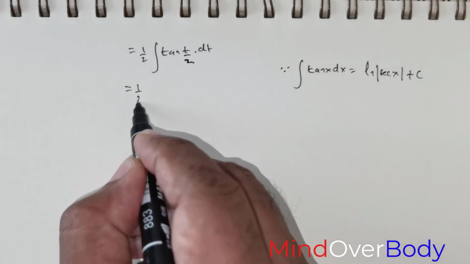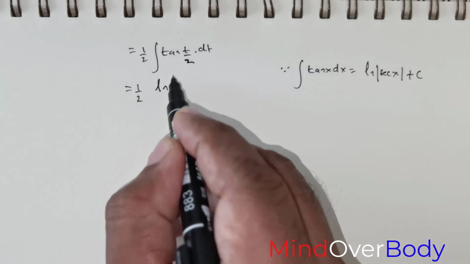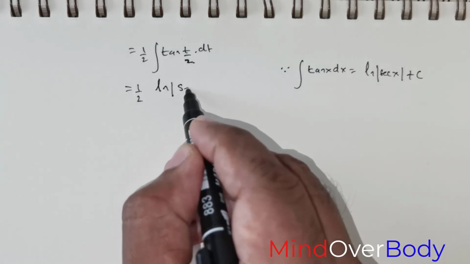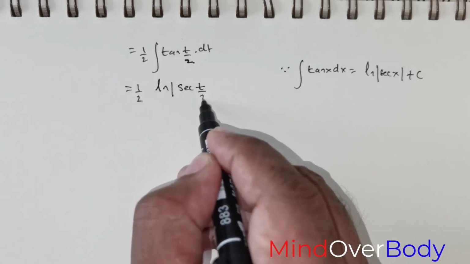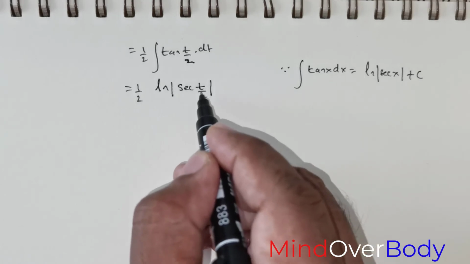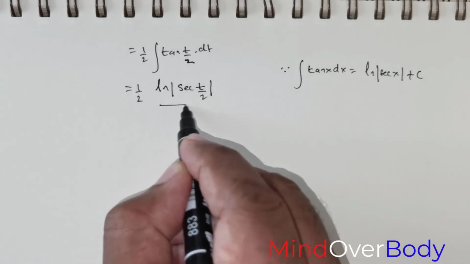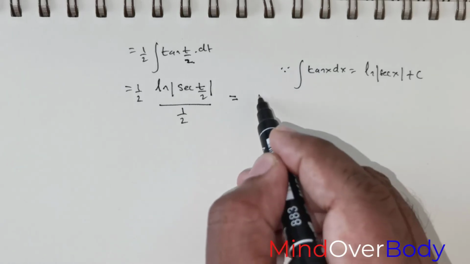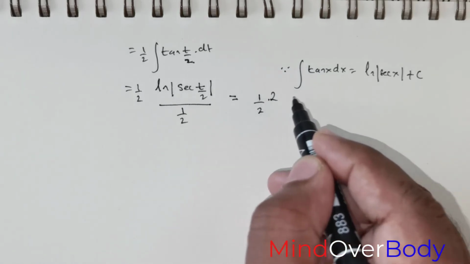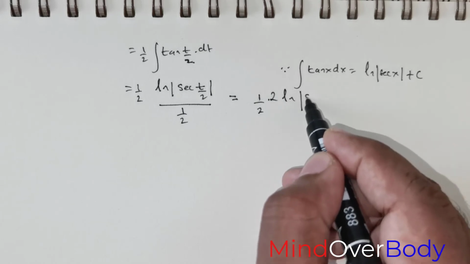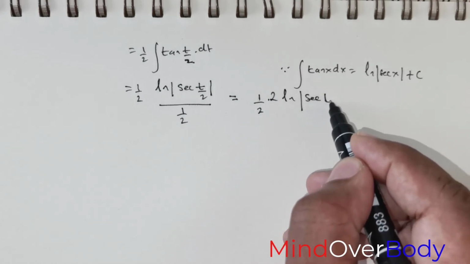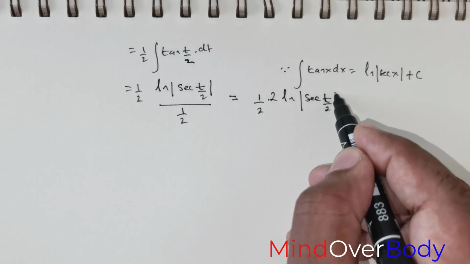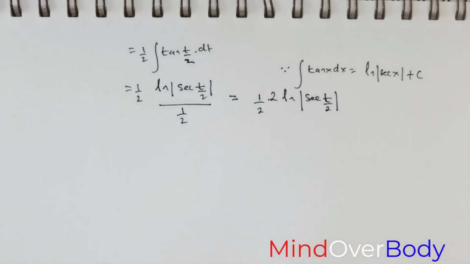So this is going to be 1 over 2 ln of secant t over 2. The coefficient of t is 1 over 2, so we divide by that 1 over 2. This is equal to, if you were to flip it, you get 1 over 2 times 2 times ln of secant t over 2. This is what you're getting.